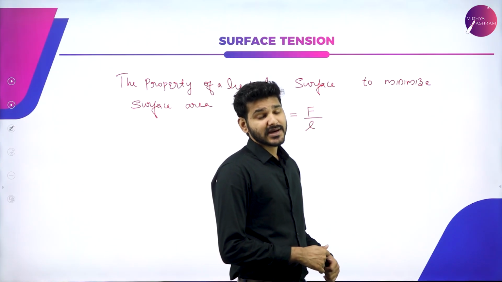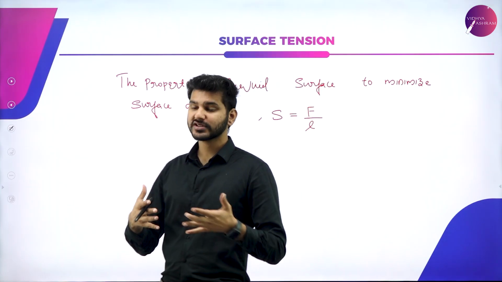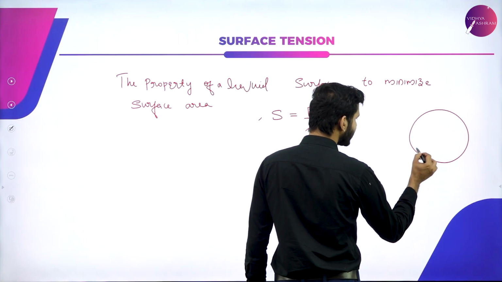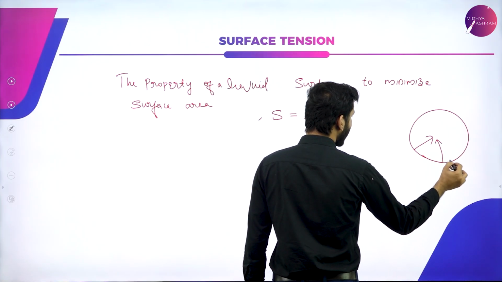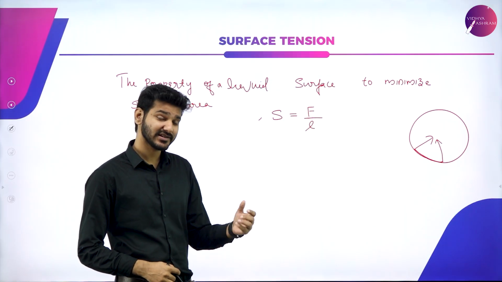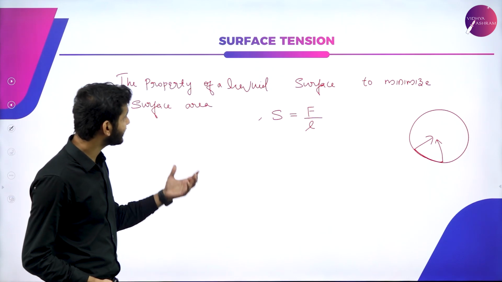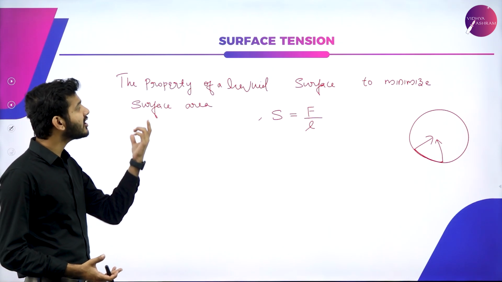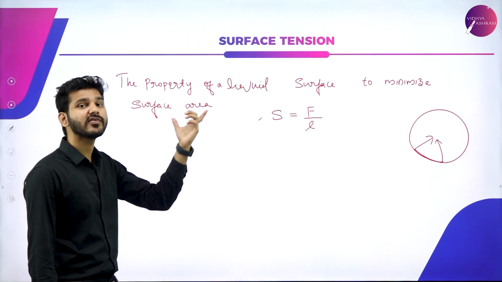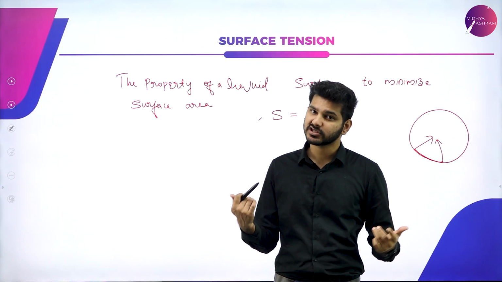So again, mathematically, we can say that surface tension is nothing but the force applied per unit length. If you have a liquid drop like this, force will be applied and that, measured per unit length, will be known as surface tension. That is mathematically. Or physically, you can just say that surface tension of a liquid is the property of a liquid surface to minimize the surface area of that particular liquid drop. So that is known as surface tension.